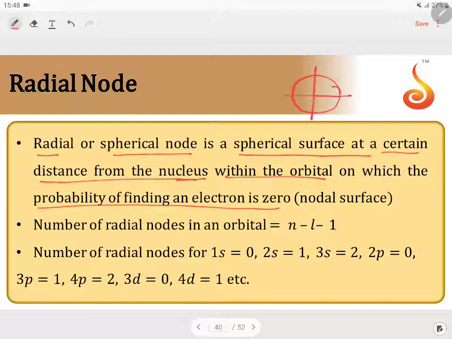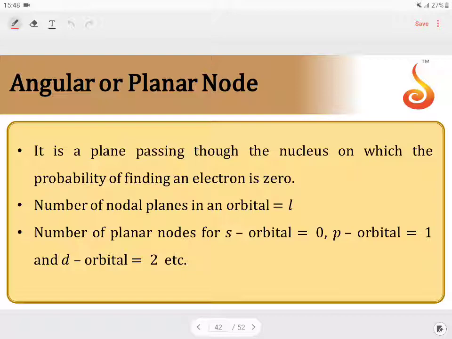Now, how do you calculate the number of radial nodes? Number of radial nodes can be calculated as n minus l minus 1. n is the principal quantum number, l is the azimuthal quantum number. So they've calculated for 1s, 2s and 3s. Likewise, you can calculate the radial nodes for each and every orbital.